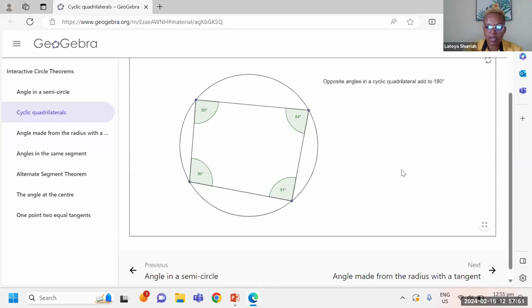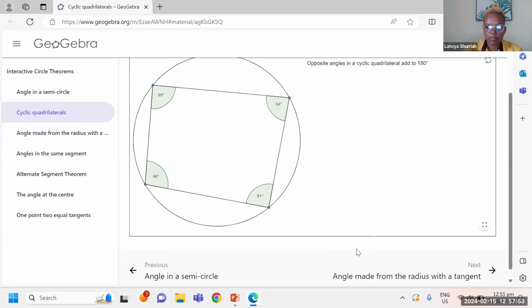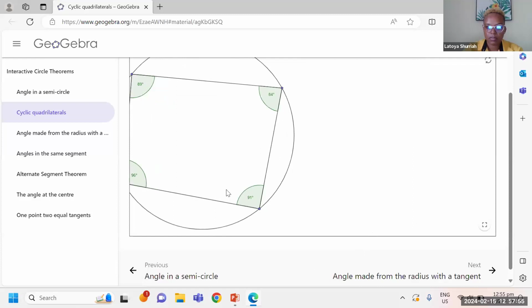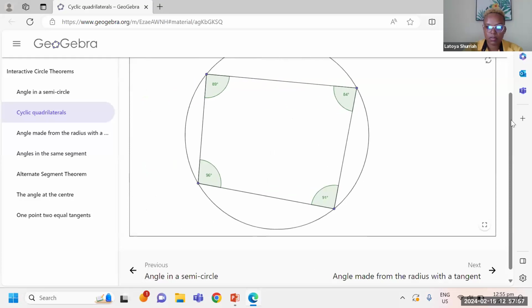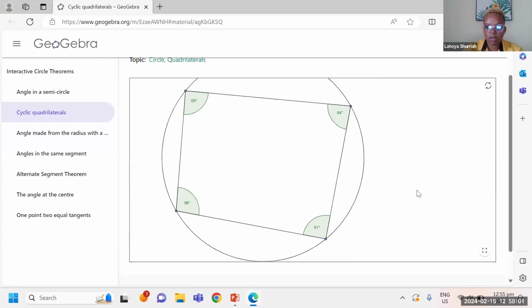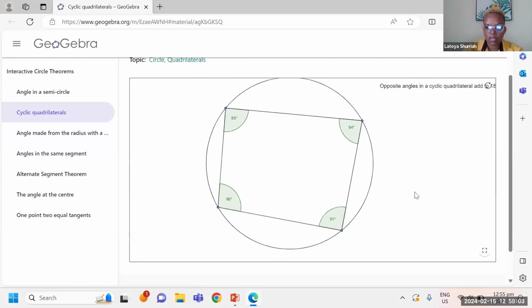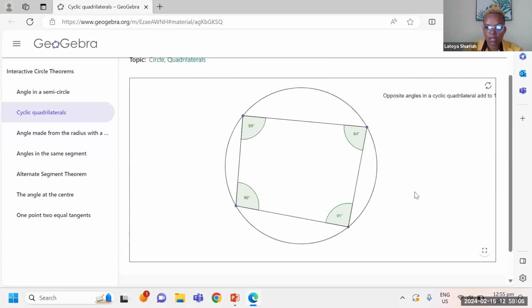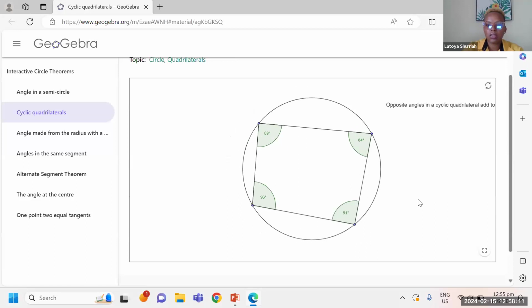Are you seeing my screen? Yes, miss. You're seeing a quadrilateral on my screen in a circle? That's what you're seeing? Yes, miss. Yes, we are. Okay, awesome.